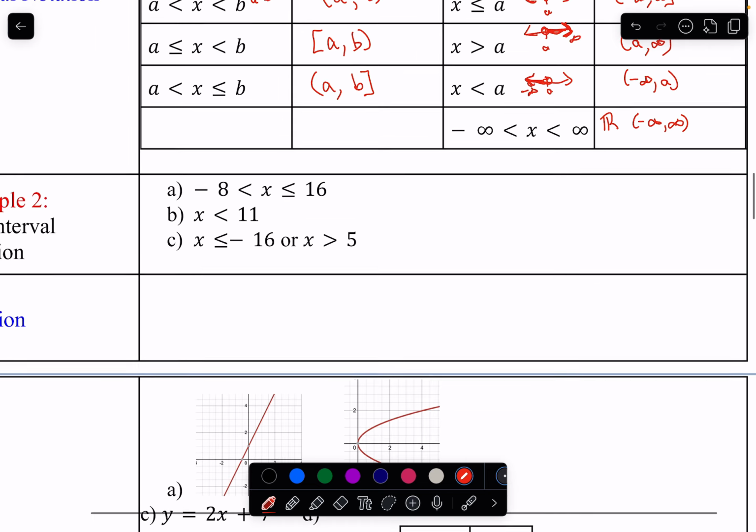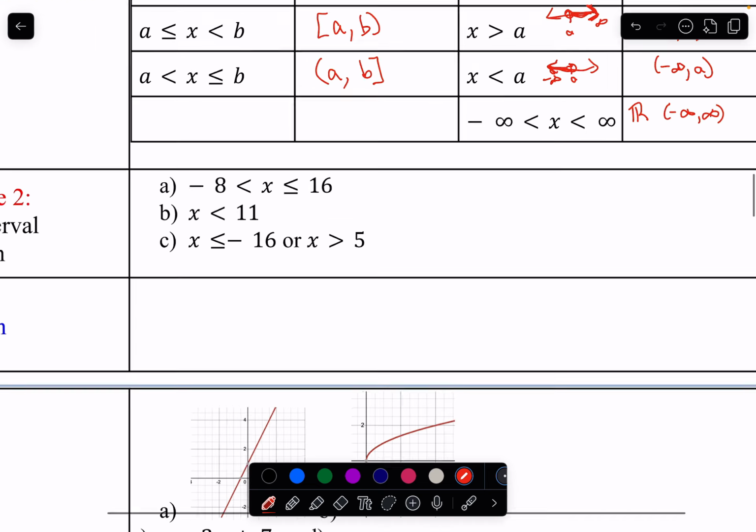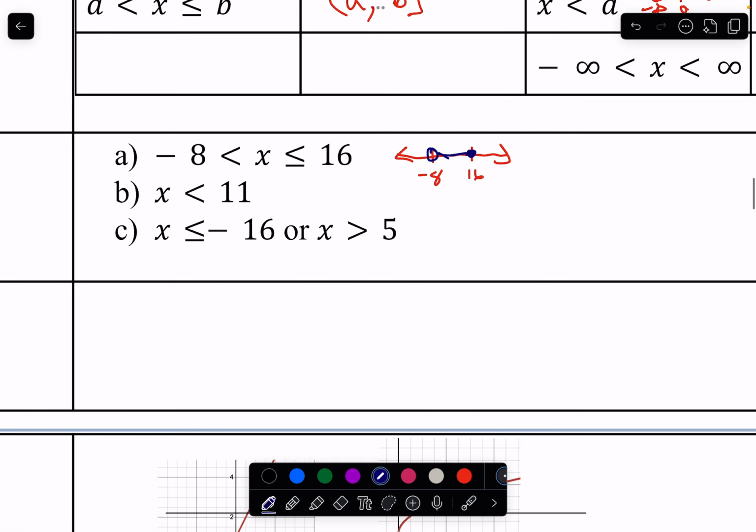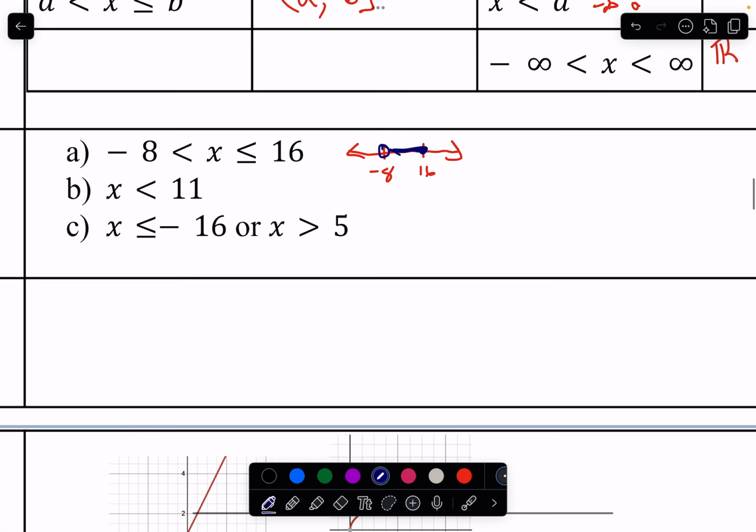Now, let's look at some examples. If we want to put these into interval notation, I always like to either draw or picture what I see on the number line. So I would have an open circle at -8, closed circle at 16, shade in everything in between. So we're going to go a parenthesis on the -8.